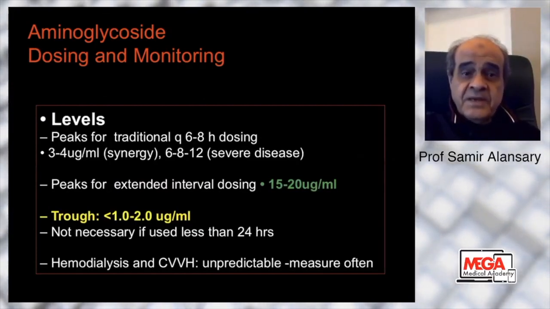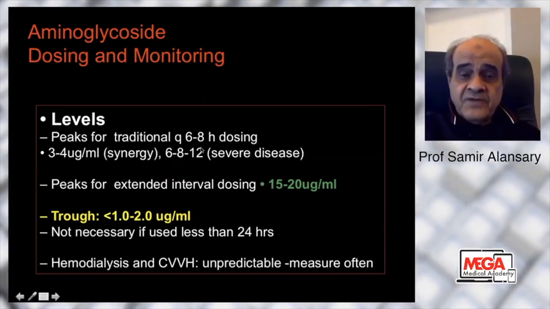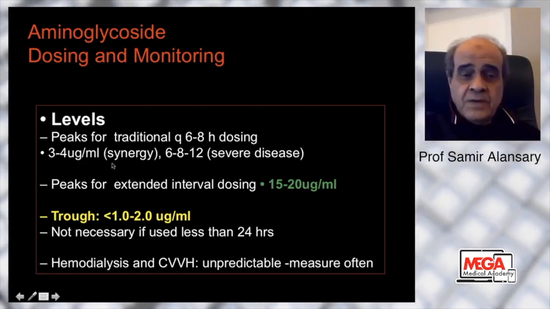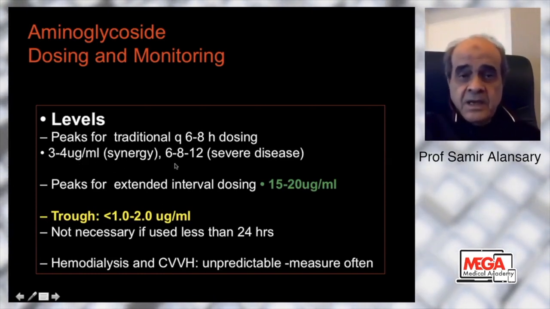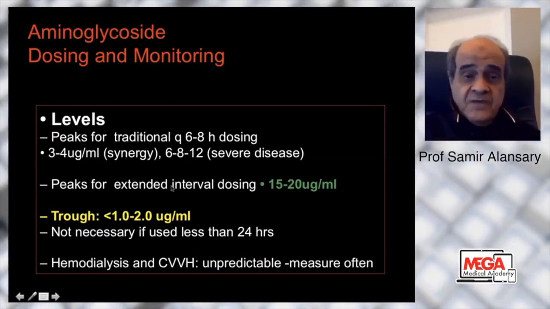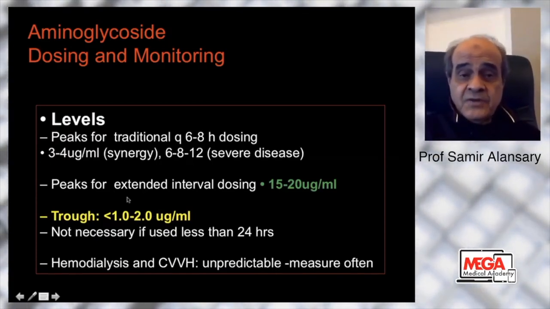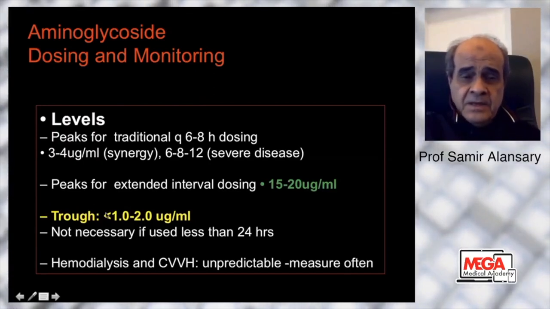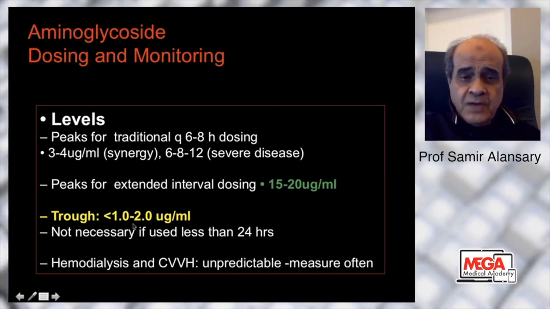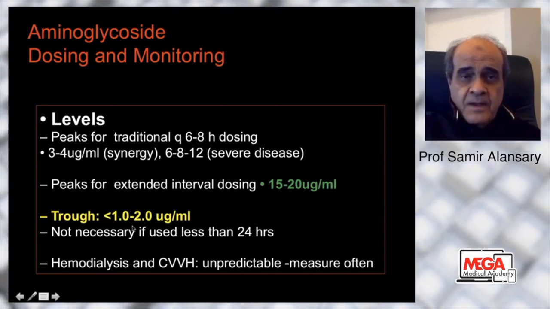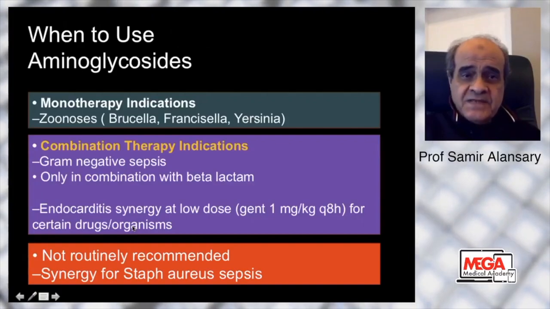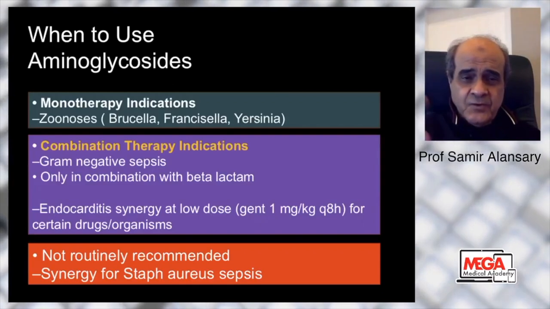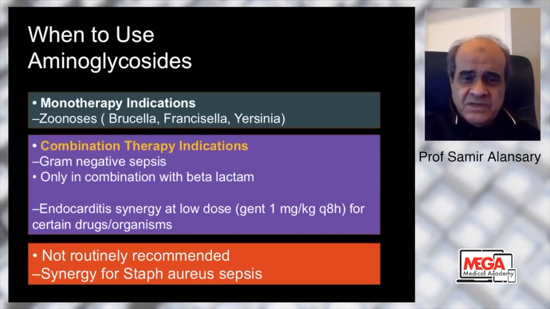Aminoglycoside levels: the peak for the traditional one, every 6 to 8 hours, is about 3 to 4 micrograms per ml. In severe cases, we can go up to 12. A trough for 24 hours may be 1 to 2 micrograms per ml. How to use aminoglycosides, as I said, in combination with other drugs to potentiate, in case of endocarditis and severe infection, for 1 to 3 or 4 days.